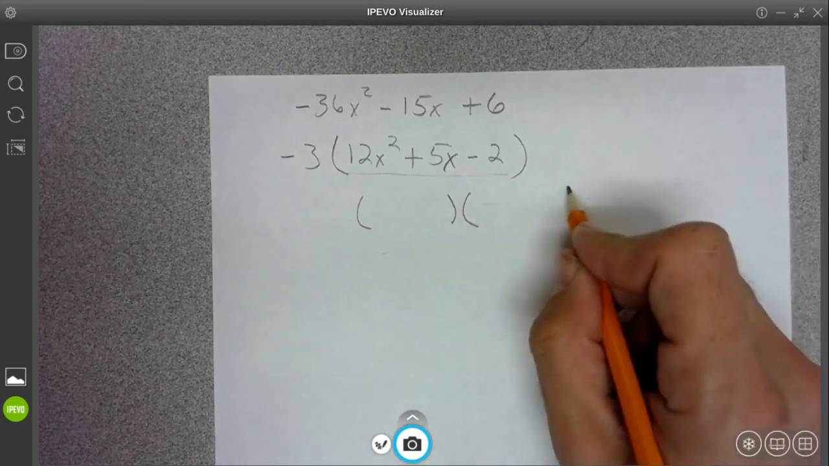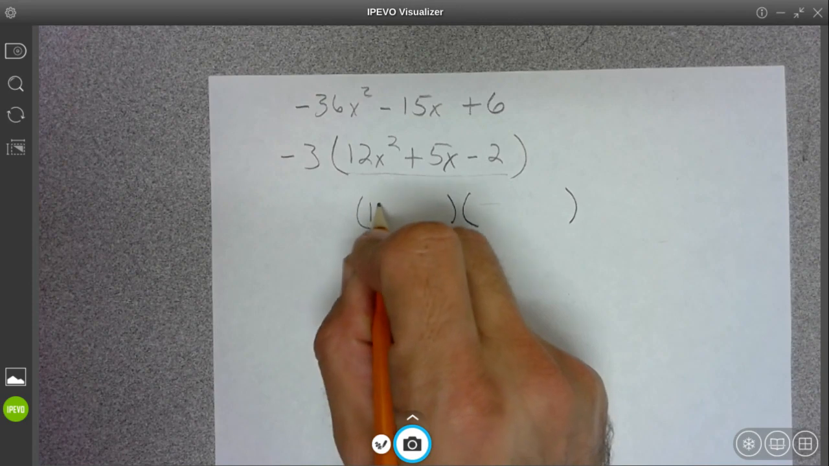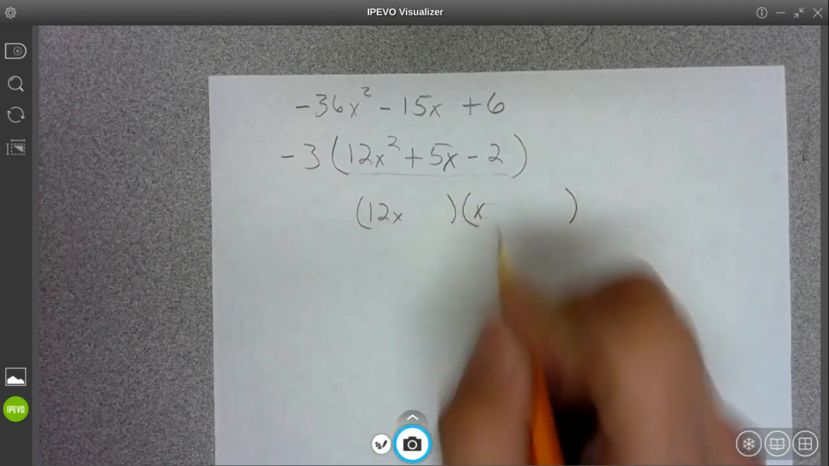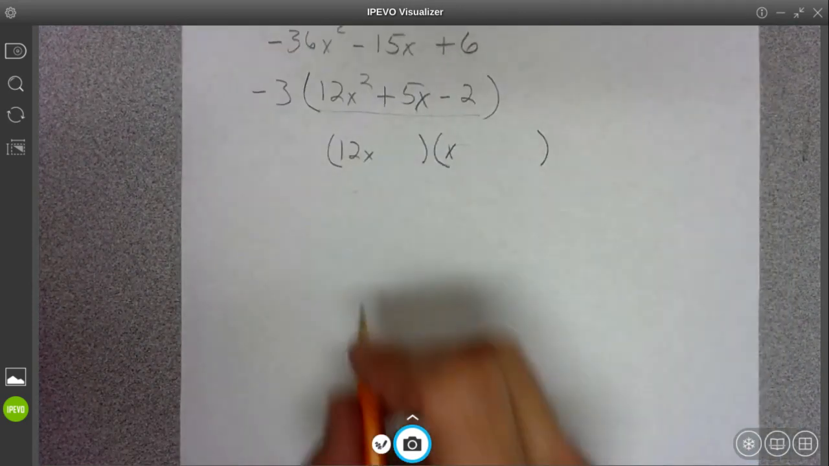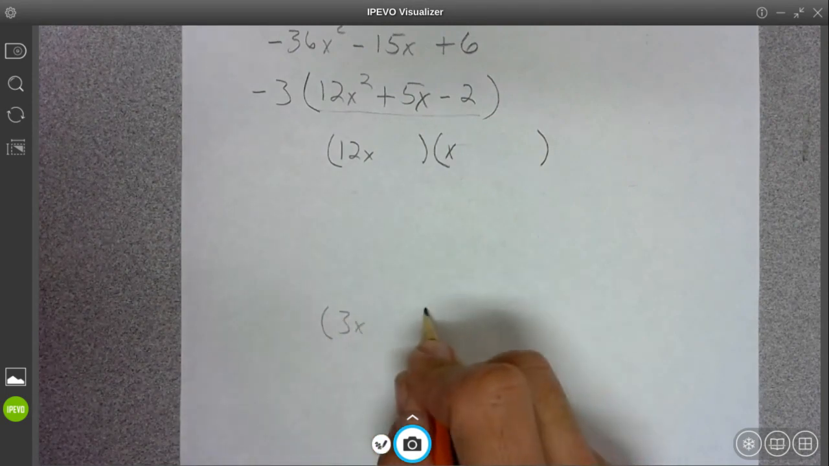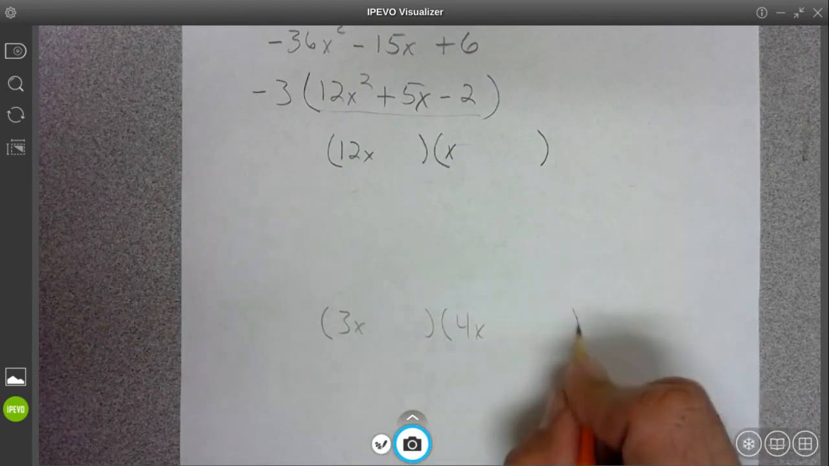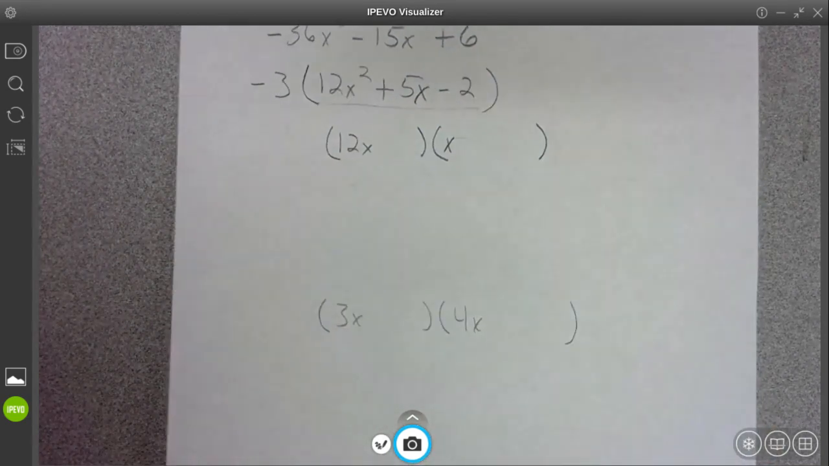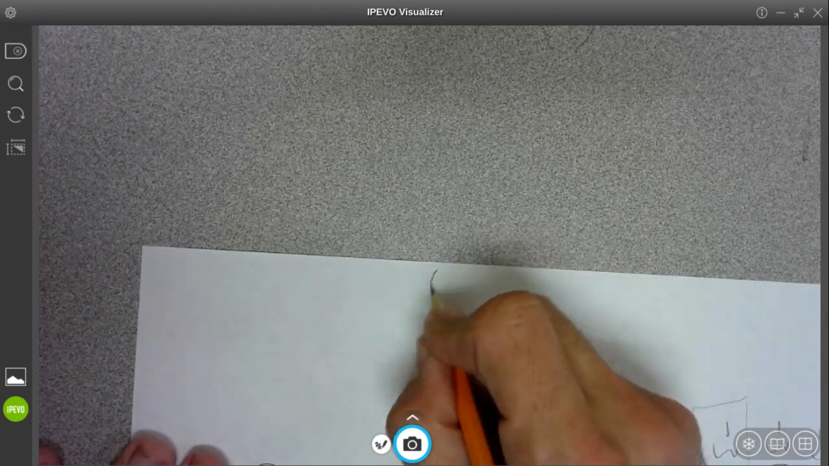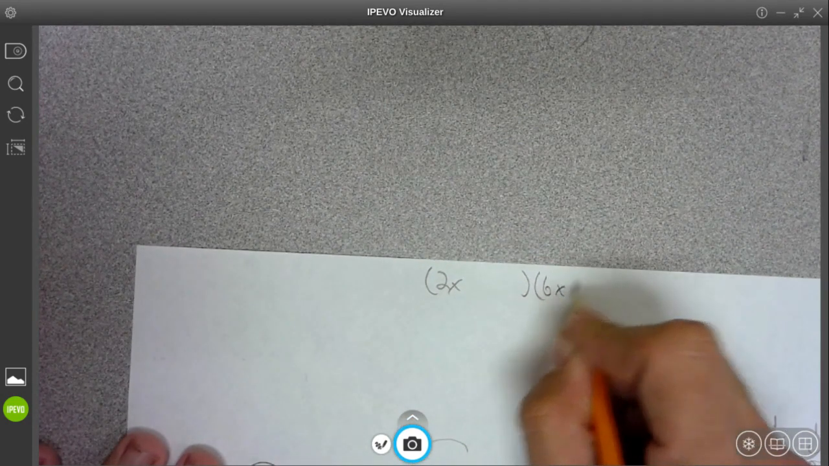You're going to have a few options here because it's a 12. You could have a 12x and an x. You could have a 3x and a 4x. Or you could have a 2x and a 6x.